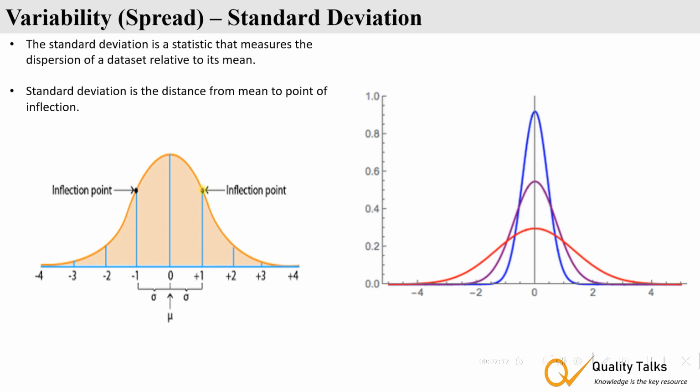At this point, the curve is changing direction from inward to outward, and this distance is the standard deviation. The higher the standard deviation, the higher the dispersion. The lower the standard deviation, the lower the dispersion, and very low standard deviation means very low dispersion. So we can say this one has a very high standard deviation, this one a relatively low, and this one a very low standard deviation.